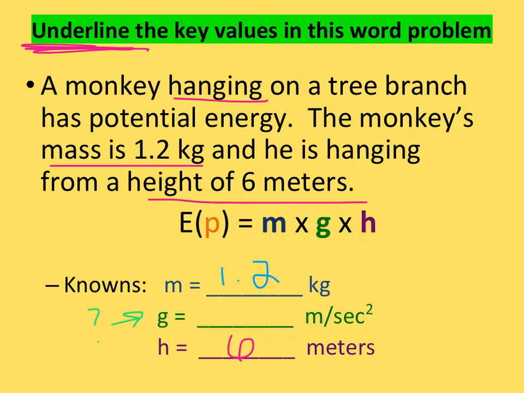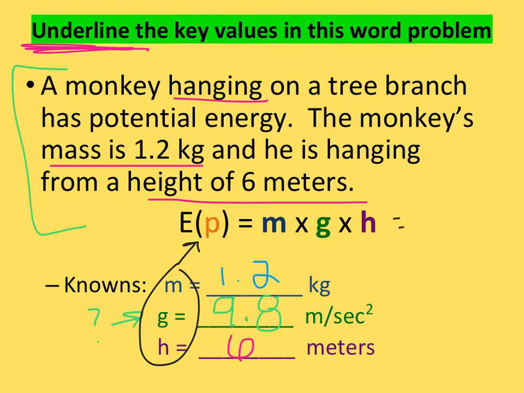That's a constant, which means it's always the same. So no matter if I see it in the word problem or not, my G is always going to be a value of 9.8. So if we plug each one of those into the formula here, you can calculate that out and solve for potential in joules, capital J.